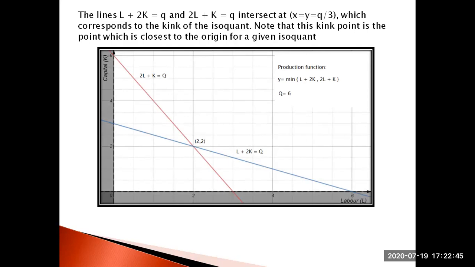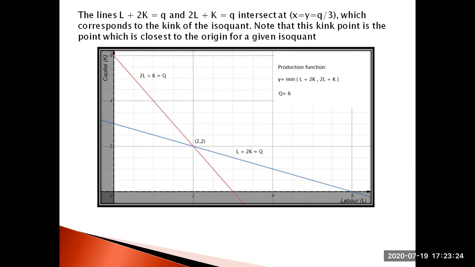So this x equal to y equal to q by 3 is essentially the kink of the iso-quant that I mentioned before. Like for the amount of output of 6 units, I got the kink at (2, 2). So you can see in this diagram that if my quantity of output is 6 units, and if I draw the line L plus 2K equal to 6 and 2L plus K equal to 6, my kink comes out to be at the point (2, 2). This kink point essentially is the point which is closest to the origin of the given iso-quant. So you see, the iso-quant pertaining to this production function is essentially 2 segments of straight lines.